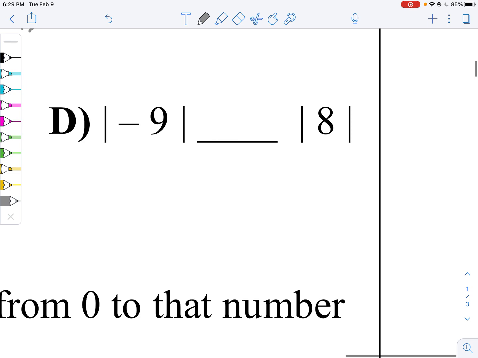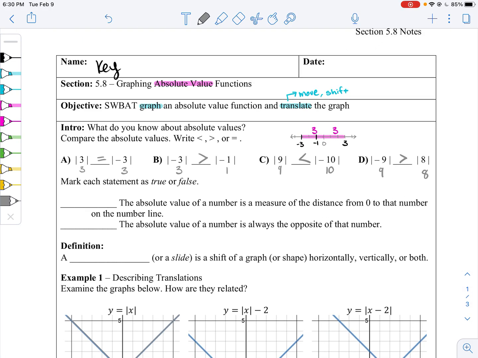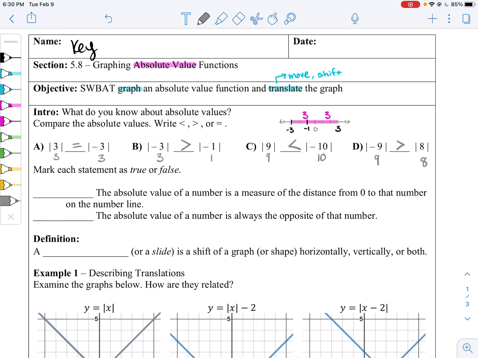Here, the absolute value of -9 is 9. Absolute value of 8 is 8. 9 is greater than 8. Therefore, the absolute value of -9 is greater than the absolute value of 8. So based on what you know about absolute values so far, is it true that the absolute value of a number is a measure of the distance from 0 to that number on the number line? That is so true. That is cierto.